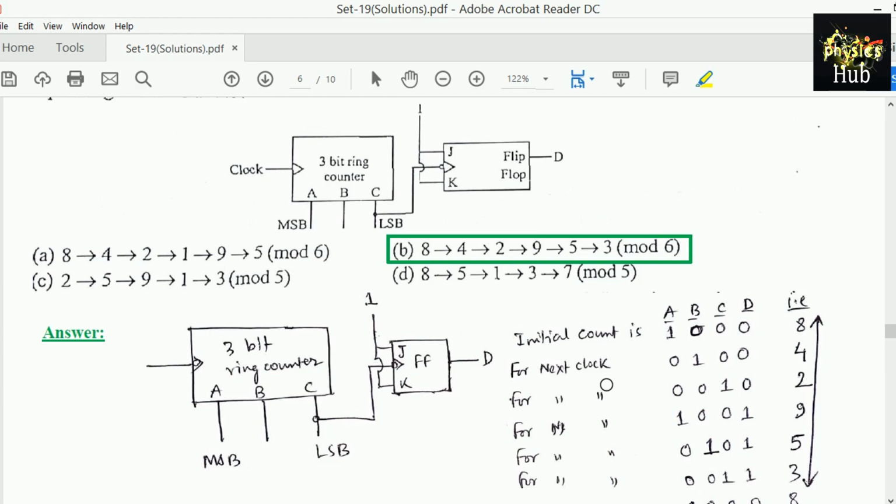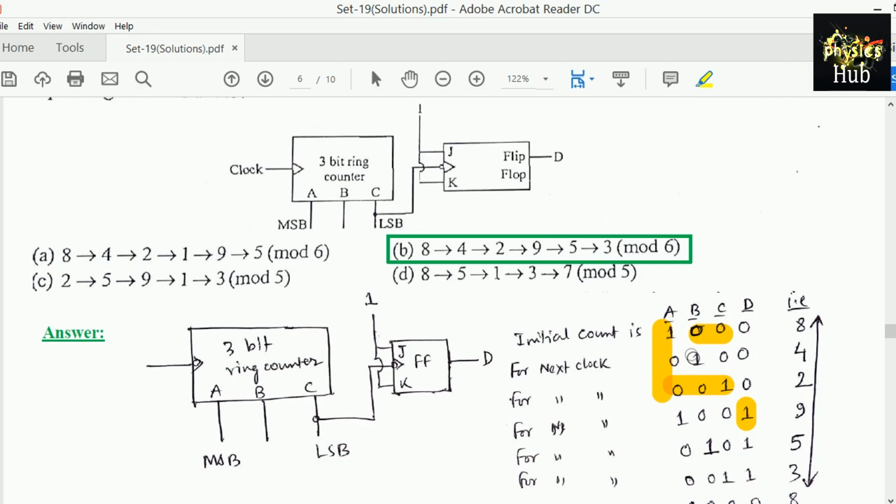After the next clock, this 1 will be transferred to B, so 0, 1, 0, 0. As you can see, if it is 0, then you will get 0 only. Until it becomes 1, it will not change, because this is in toggle mode. Consider this part only for the time being. Now as it becomes 1, it will make this output 1. So in the next step it becomes 1.